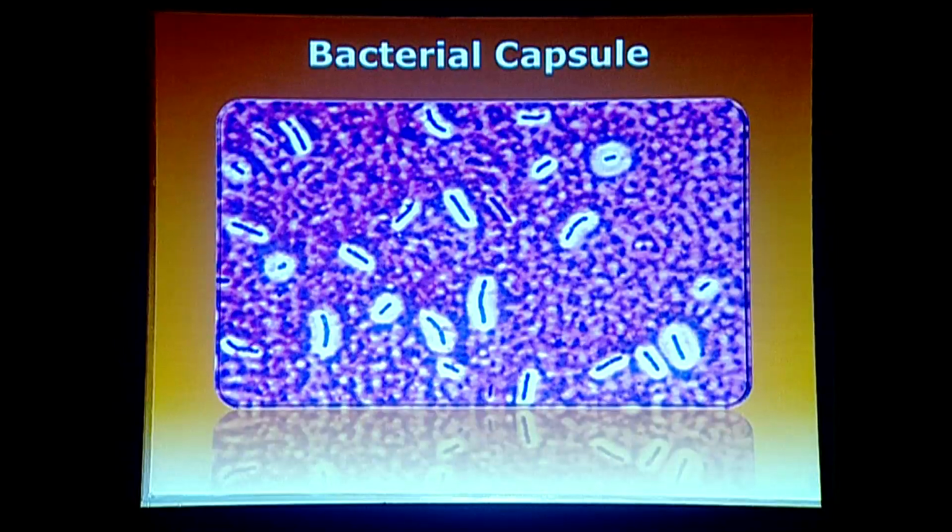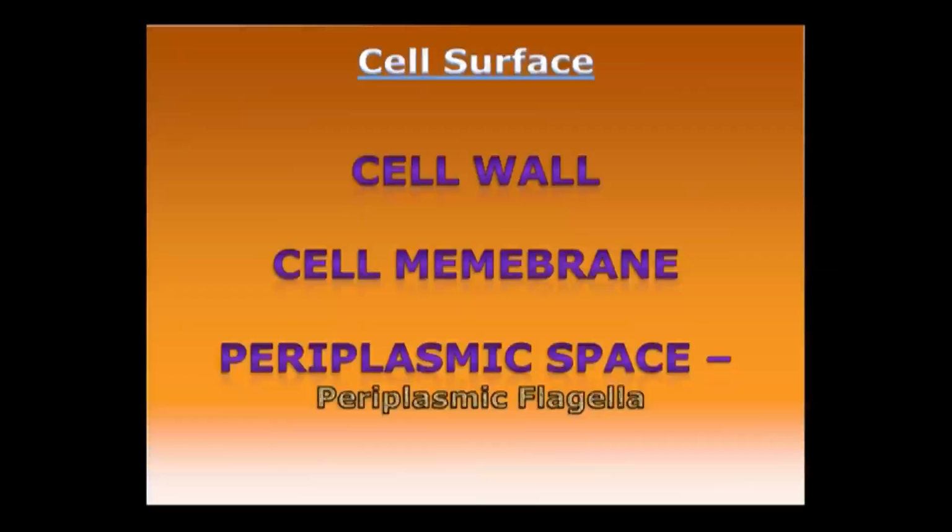Now, capsule as well as glycocalyx, everything is needed for the anchoring of the bacteria over a particular surface. Again, they help to evade, to escape from immunological attack, and they help the bacteria to avoid desiccation. During the loss of nutrients, they help the bacteria to overcome the situation.